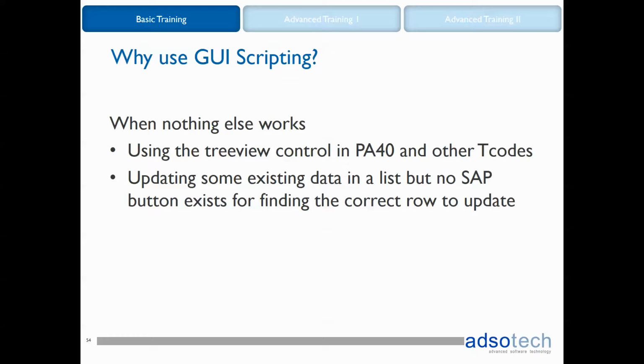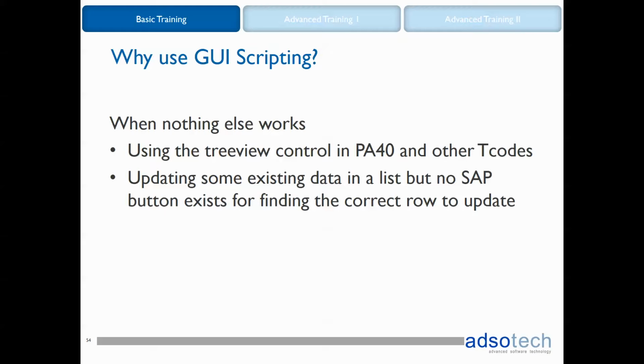The most common case, though, why we would start using GUI scripting is that we need to update some existing data in a list in SAP. That could be sales order lines, purchase order lines, invoice lines. It could be price conditions on a service contract. It could be any number of things, but it's a list of data in SAP and we need to update some of that data.